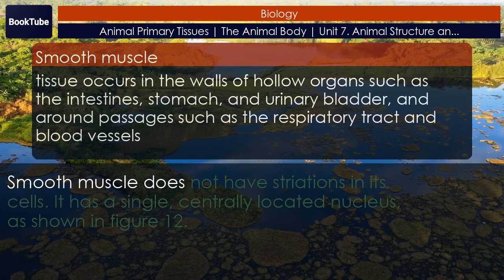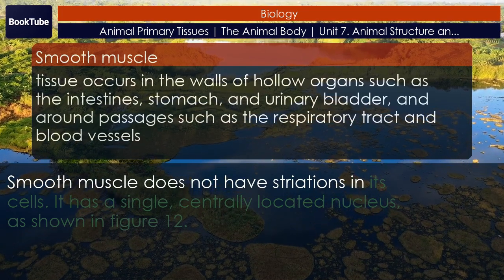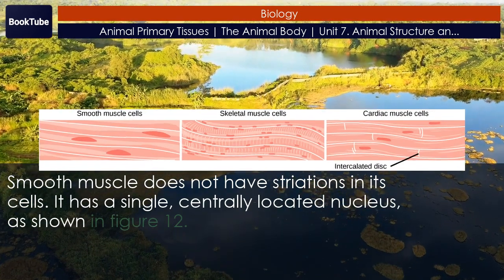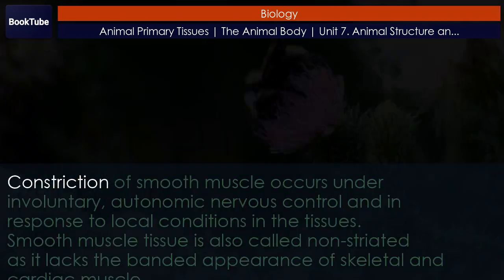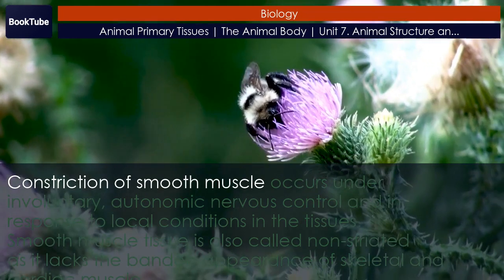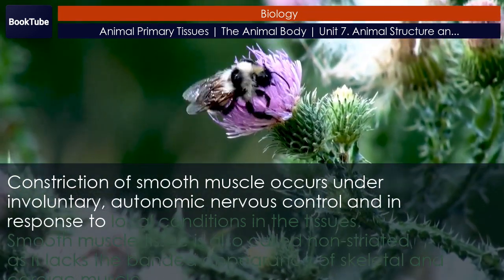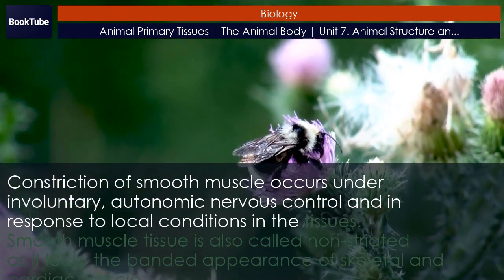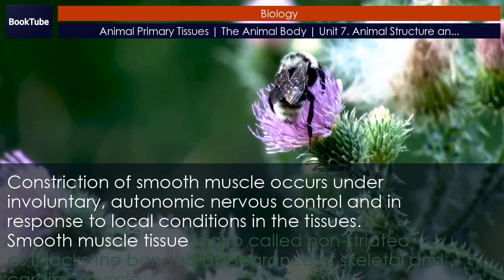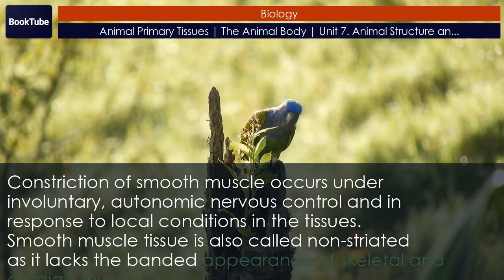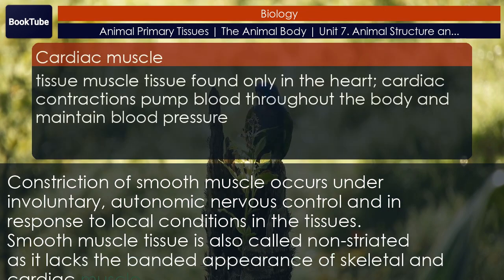Smooth muscle does not have striations in its cells. It has a single, centrally located nucleus, as shown in Figure 12. Constriction of smooth muscle occurs under involuntary, autonomic nervous control and in response to local conditions in the tissues. Smooth muscle tissue is also called non-striated as it lacks the banded appearance of skeletal and cardiac muscle.